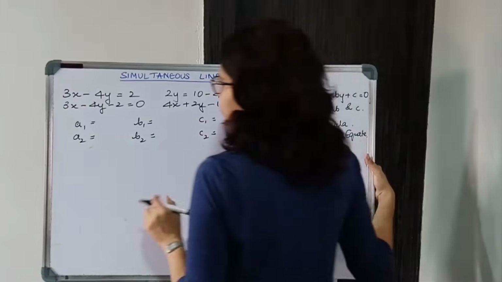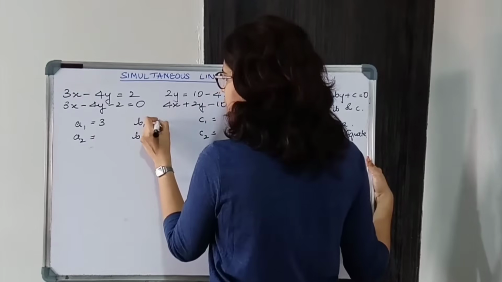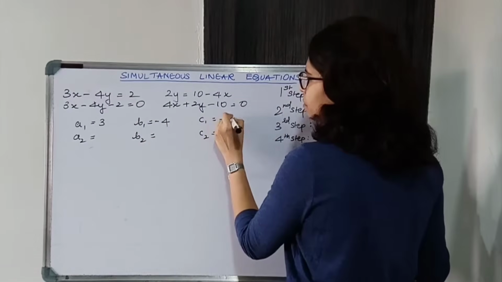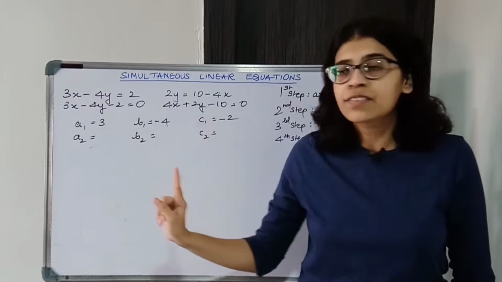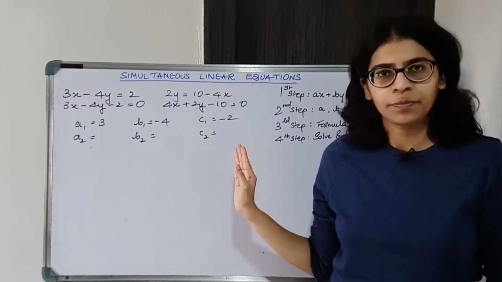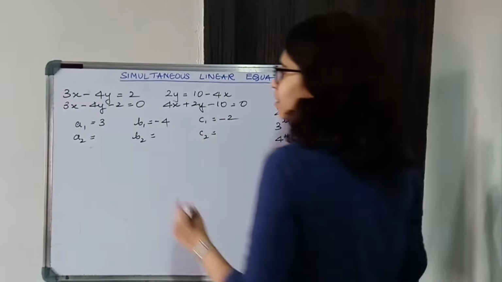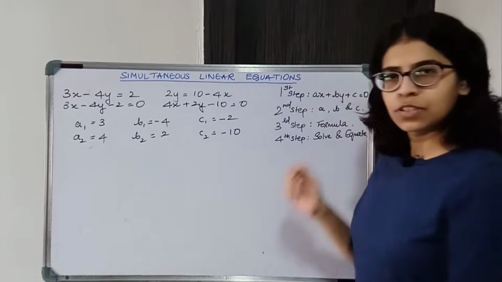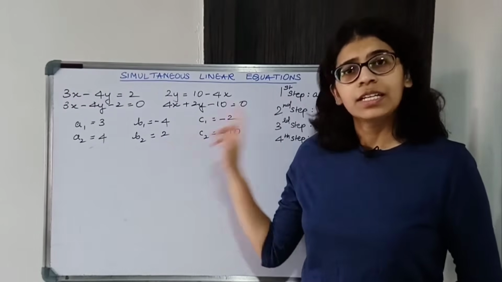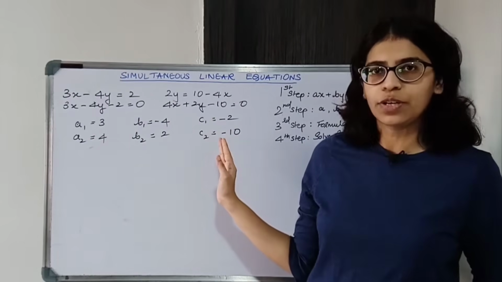Okay, now a1 will be 3, b1 minus 4 and c1 minus 2. Don't forget the signs. If there is a negative sign, put that sign over here. Okay, otherwise your answer will go wrong. So over here 4, 2, minus 10. Okay, now second step is done. We wrote the values of a, b and c for both the equations.